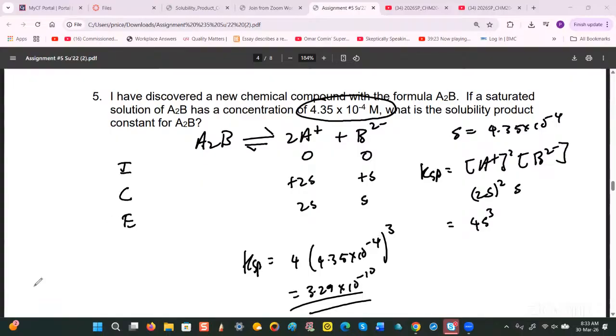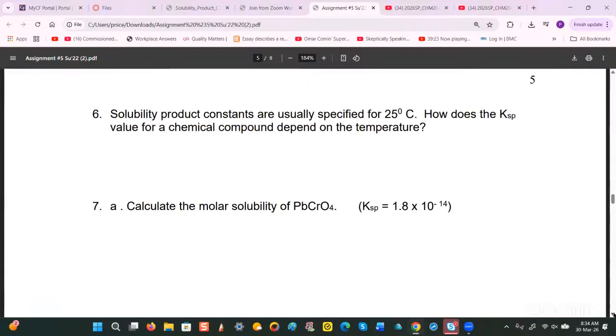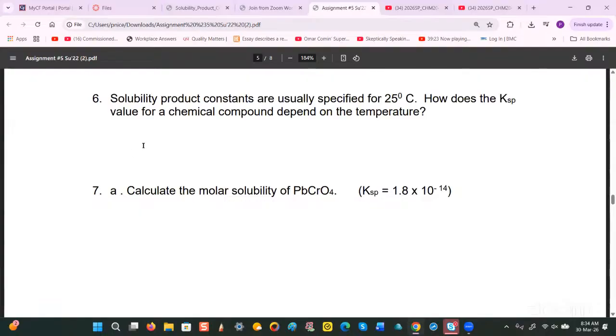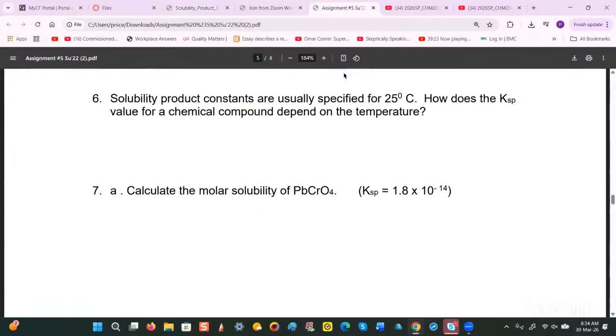Okay, let me clear this. Scroll down. Okay, now here's an interesting question. It says the solubility product constants are usually specified at 25 degrees. And that is true. If you look at the table that I showed you earlier, they give you this at 25 degrees, right? So whenever you look up the Ksp value, you can assume that the temperature is 25 degrees. So the question is asking, how does the Ksp value for a chemical compound depend on temperature? So let me hear your ideas as to the answer to this question. How do you expect the temperature to affect the Ksp value?